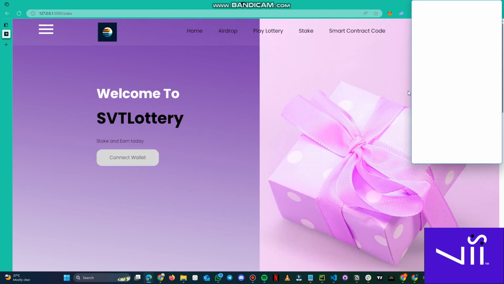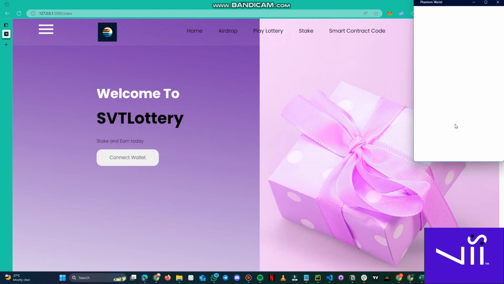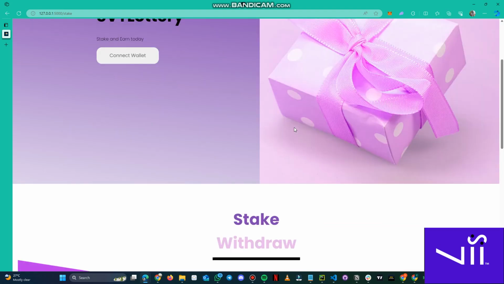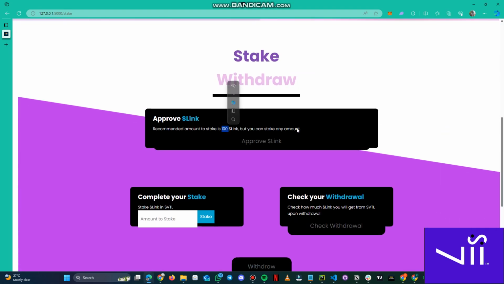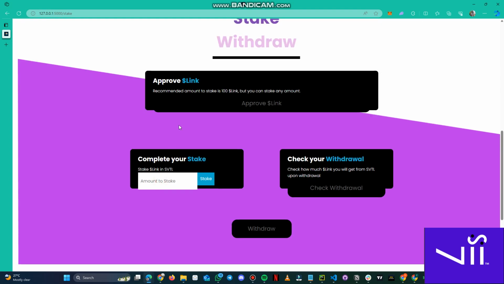So come here, you connect your wallet, MetaMask, sure. Right, and then you approve link. So the recommended amount is 100 link, but you can actually stake any amount, right? Then you actually deposit. So you approve the smart contract to send link token on your behalf. Then you actually deposit the link token. You stake it. Then you can withdraw it.